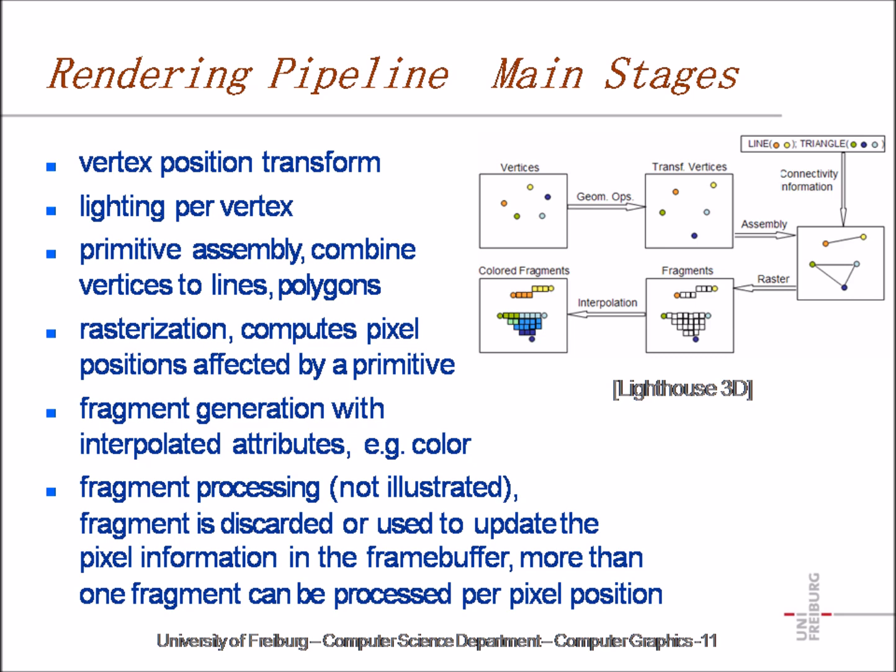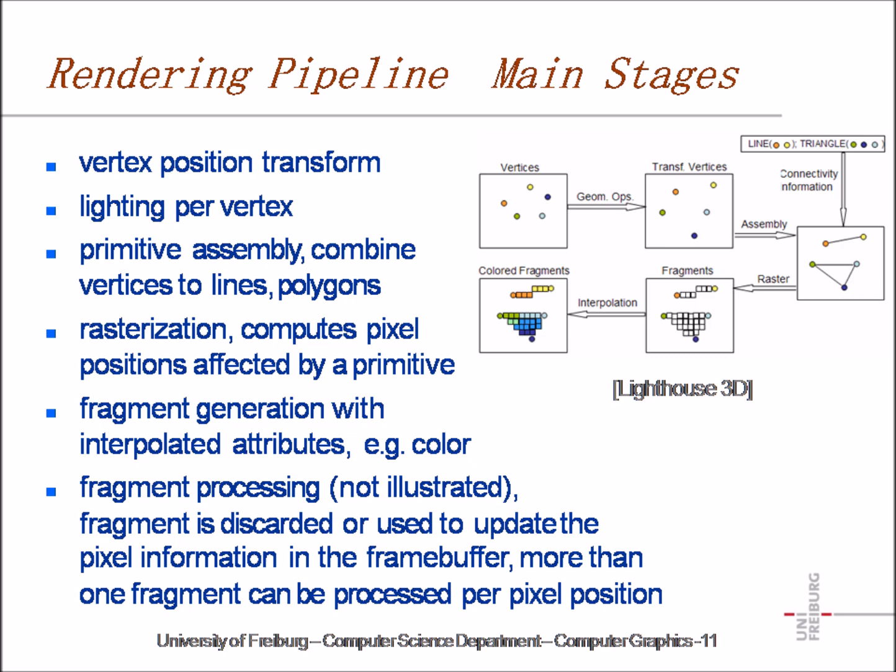The second block shows transformed vertices, which reflects that vertex positions are transformed. This transformation is used to connect the vertices using the connectivity information, that is, line and triangle. As you can see in the rightmost block of the figure, red and yellow vertices form a line, while green, black, and cyan form a triangle.